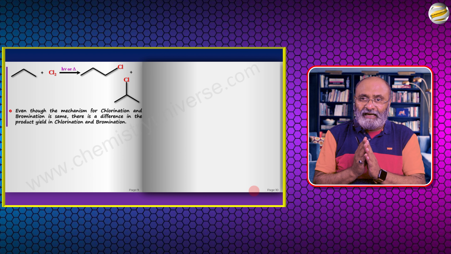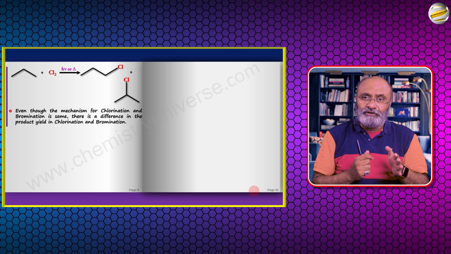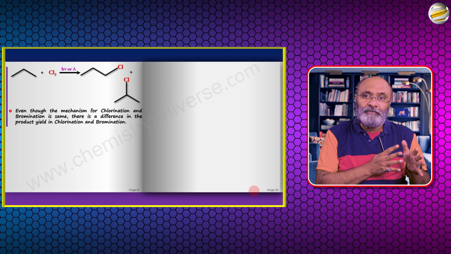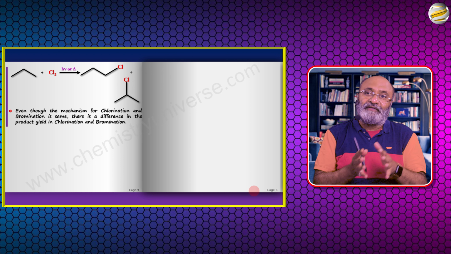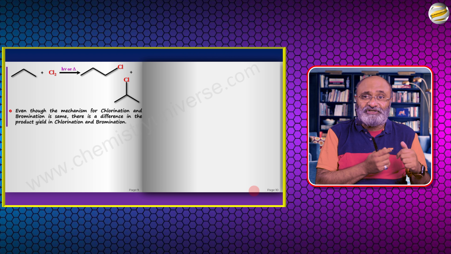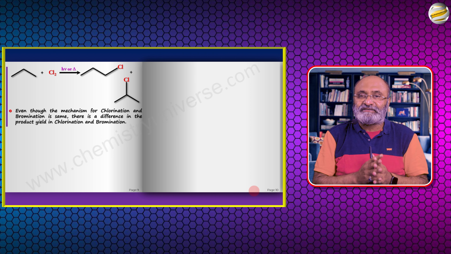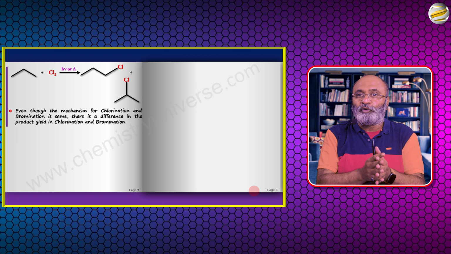One reactant has, let's say, two types of hydrogens, primary and tertiary. You do chlorination, you will get one type in major. But if you do bromination, you get the other type in major. And not only that, the extent to which each of them is major is also different. So we need to understand what is the difference between chlorination and bromination.